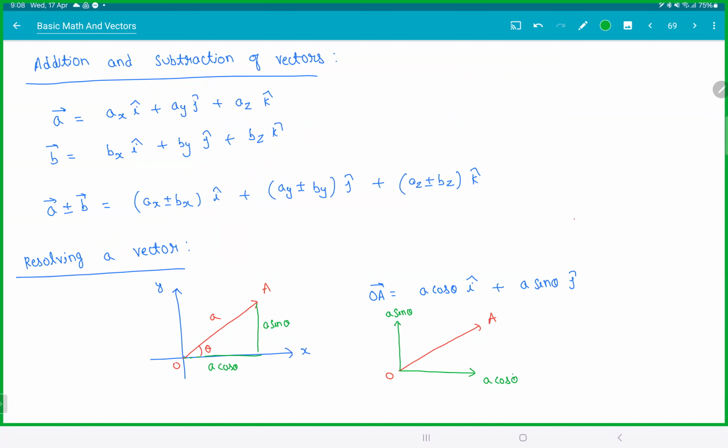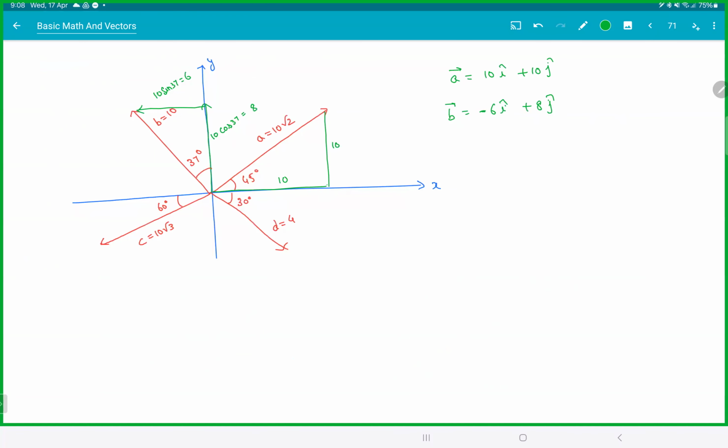Don't mug up this formula. That is because theta can be different, isn't it? What if I give theta from here? Then it will be A cos theta J cap and A sin theta I cap. So don't mug up that formula. What I want you to remember is divide the components. You're traveling up which way? Y axis. So 8 J cap. You're traveling 6 which way? Backward, the minus 6 I cap. Are you getting? So be careful with the signs.